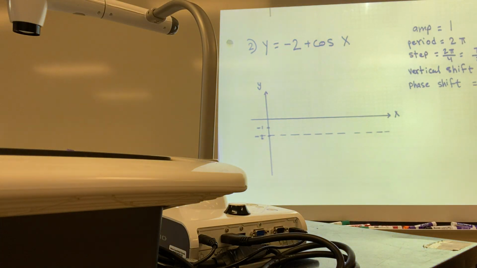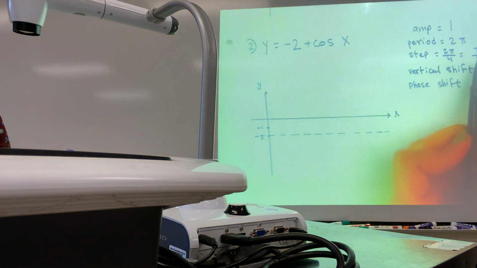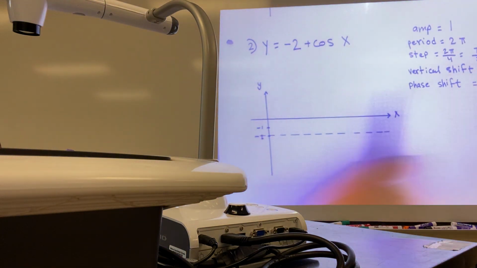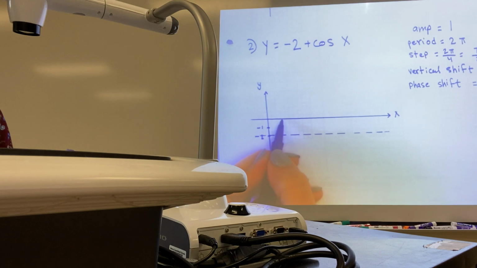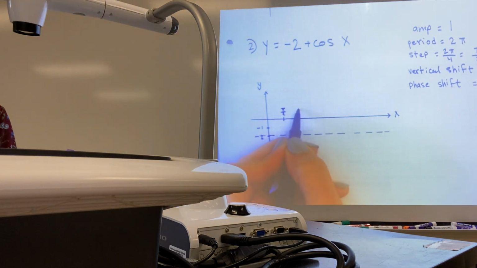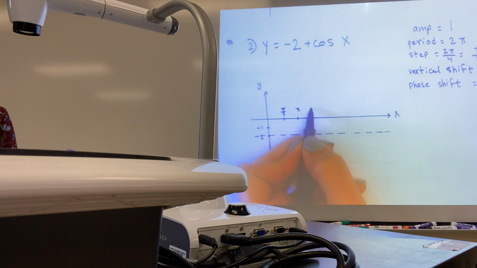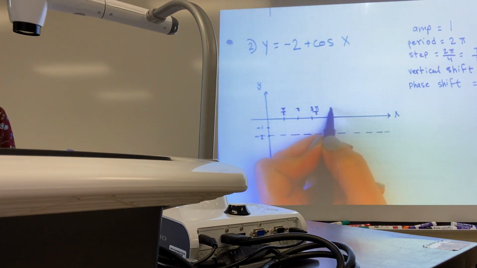Now we'll take values of x, and we said the step is pi over 2, so we'll start with pi over 2 here, and we have pi, and we have 3 pi over 2, and 2 pi.